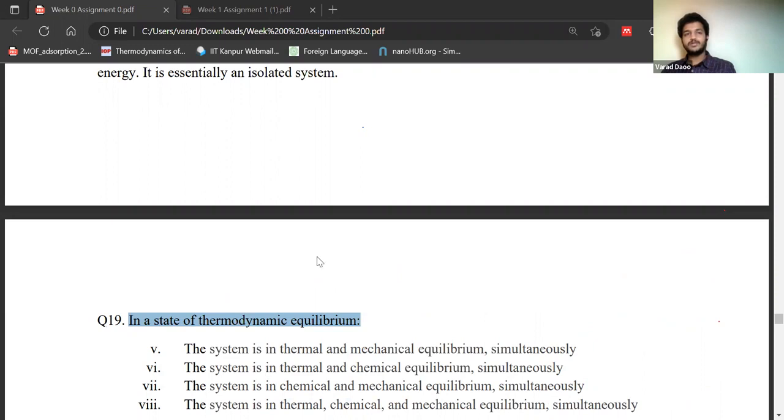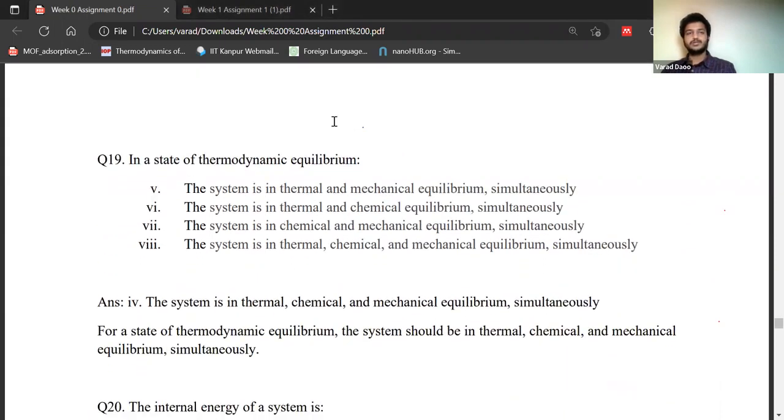Okay. Otherwise, we'll go to the next question. First, let us understand. The answer is option 4, which is this one: a system is in thermal, chemical, and mechanical equilibrium simultaneously. For a state of thermodynamic equilibrium, the system should be in thermal, chemical, and mechanical equilibrium simultaneously.